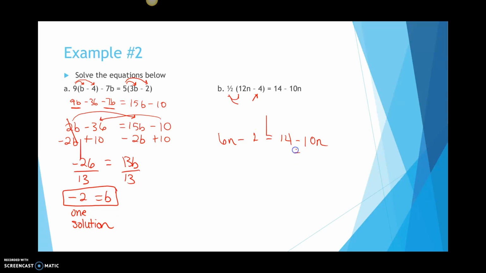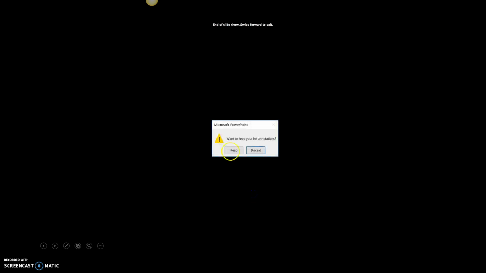Now what I'm going to do here is add the 10n to both sides, and I'm going to then move the numbers by themselves over to the right side. So then for here I will add 2 to both sides. So now I have 16n equals 14 plus 2 gives me 16. So 16n equals 16.